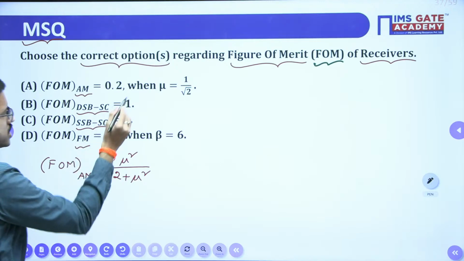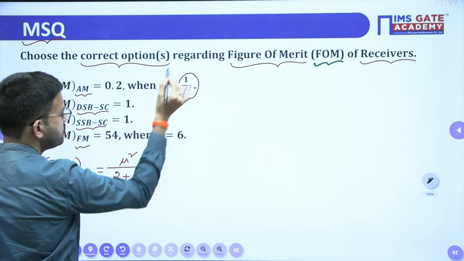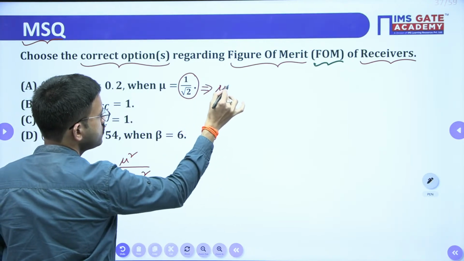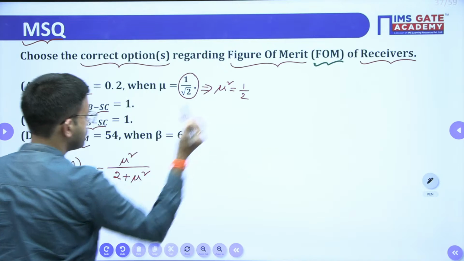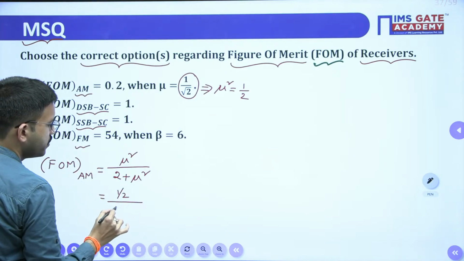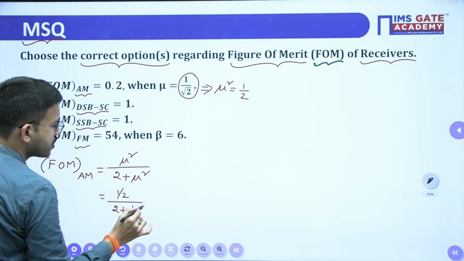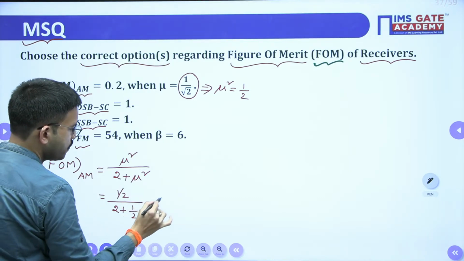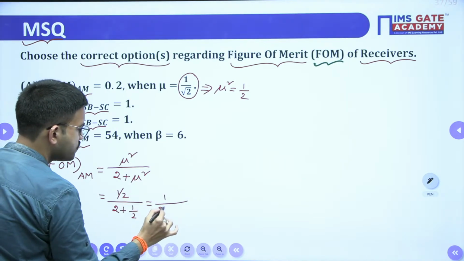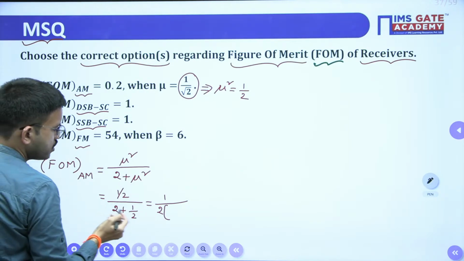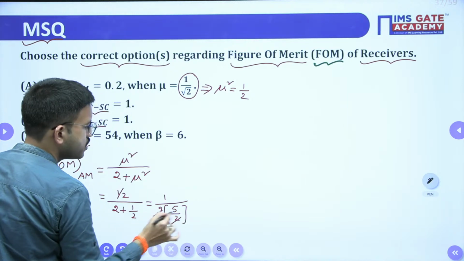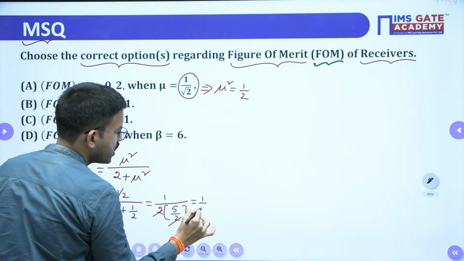Just substitute mu value, they have given 1 by root 2. So mu square value will be how much? Mu square value will be 1 by 2. Just substitute mu square value as 1 by 2, then divide by 2 plus 1 by 2. If you do the simplification, in the numerator you will get 1, denominator 2, then 2 twos are 4 plus 1, that is 5 by 2. Here 2 and 2 get cancelled, 1 by 5 you are getting, that is nothing but 0.2.